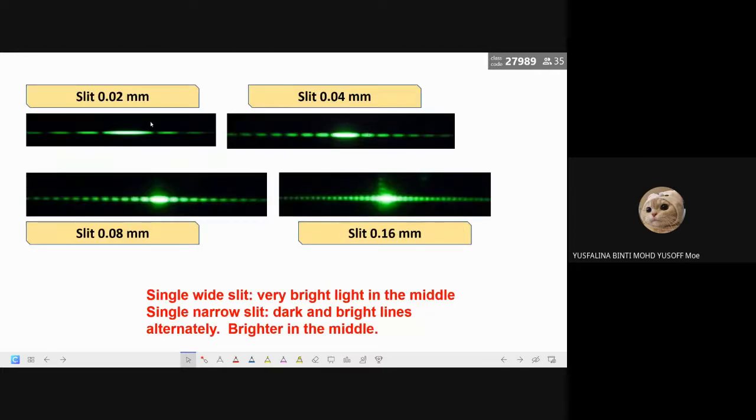Okay, then this is what happened when you increase the slit. You can see the size of the bright fringes at the center here will become decreasing. Okay, so single wide slit, very bright light in the middle. Single narrow slit, dark and bright lines alternately, brighter in the middle.